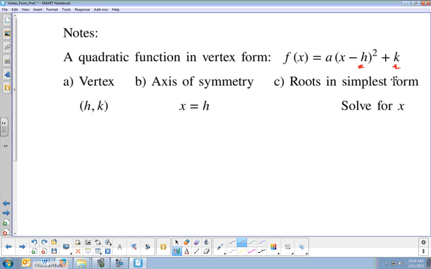And then the roots in simplest form, solving for x, that's the one that's going to require a little bit of algebra. And that's the one where we're going to finish the completing the square step that we stopped at in the previous video. So let me show you.